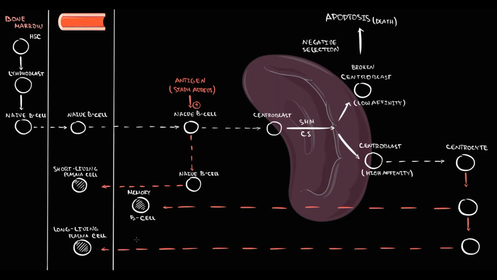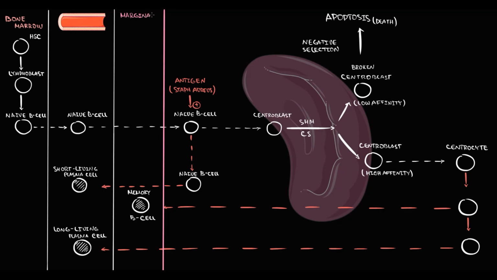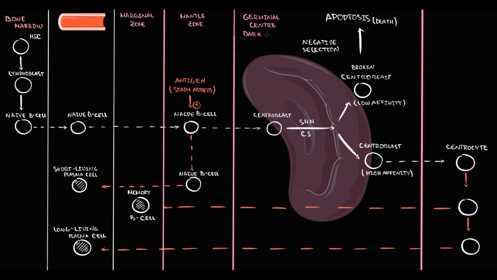As we can see, cells are located in different areas of the lymph nodes or spleen, and these areas in lymphoid organs we call zones. We have marginal zone where memory B cells live. We have mantle zone where naive B cells live. We have germinal center that has two zones. In the dark zone live centroblasts, it's the zone where somatic hypermutations and class switching occur. And also we have the light zone, where centrocytes live.